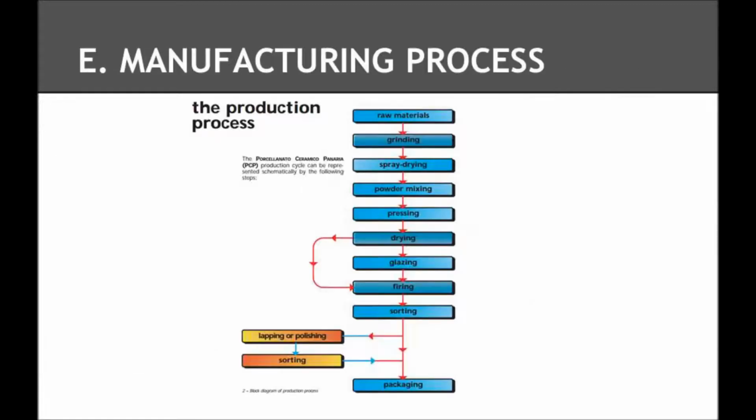Now, to discuss the unique manufacturing process of porcelain. This diagram in front of you shows the overall overview actually of the production process of porcelain. There's the raw materials, then the grinding, then the spray drying, then the powder mixing, then the pressing, then the drying, glazing, firing, sorting, and packaging. These processes will be discussed in more detail in the following slides.